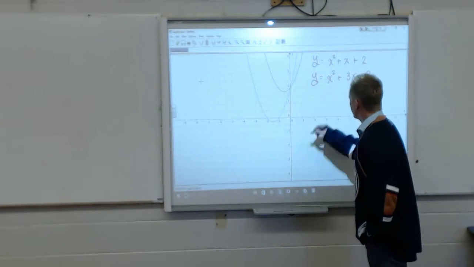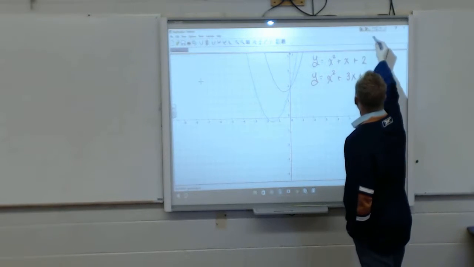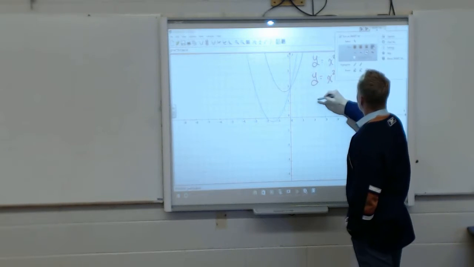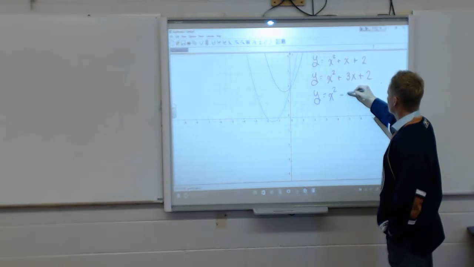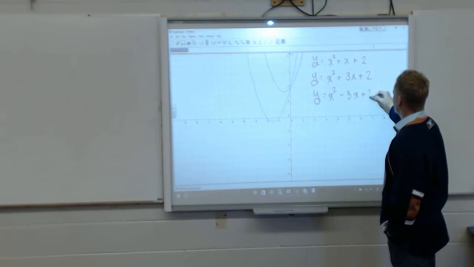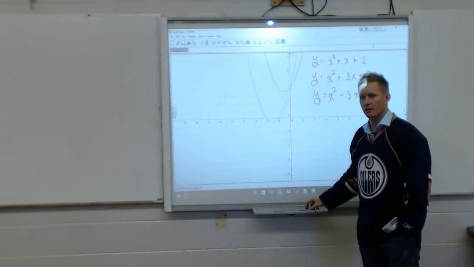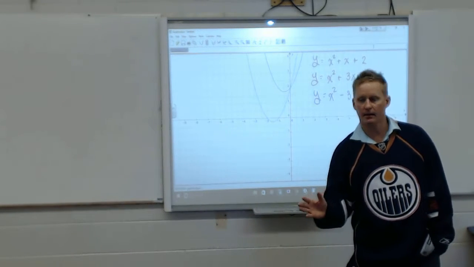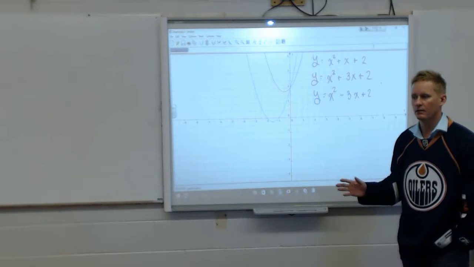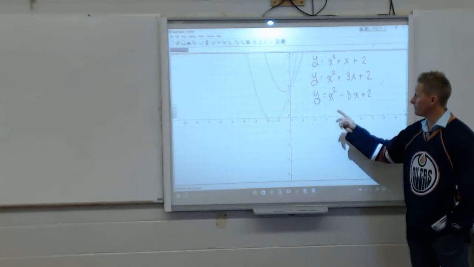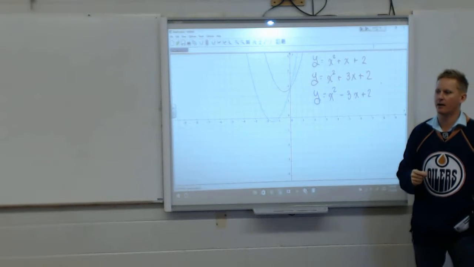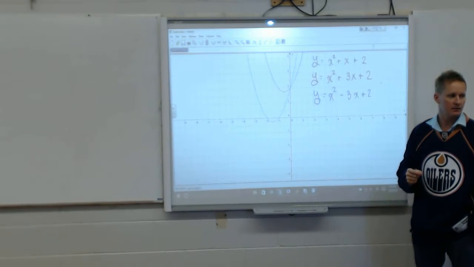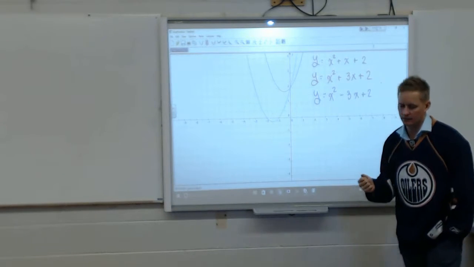Let's do it like this: y is equal to x squared minus 3x plus 2. So now, what are we thinking? It's not going to flip, because remember, the only thing that affects the flip is the a value, right? Instead of moving down and to the left, it'll move up and to the right.